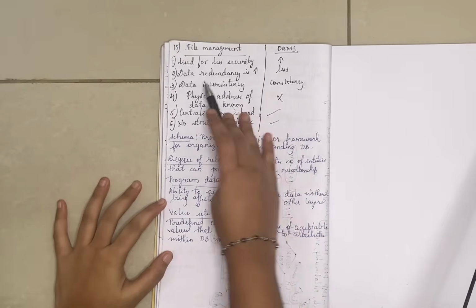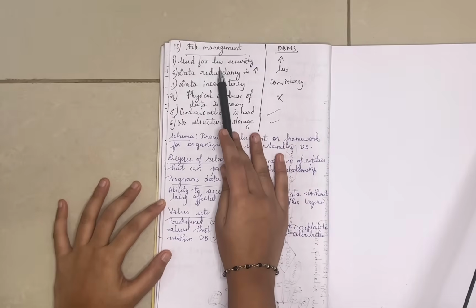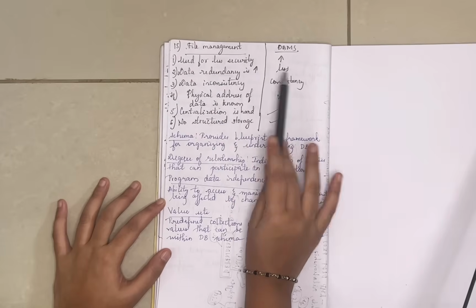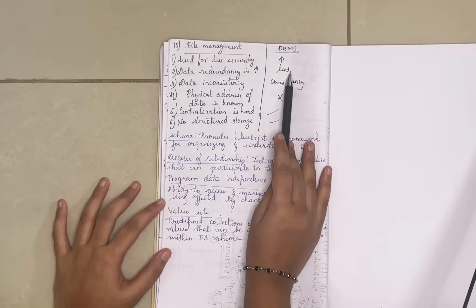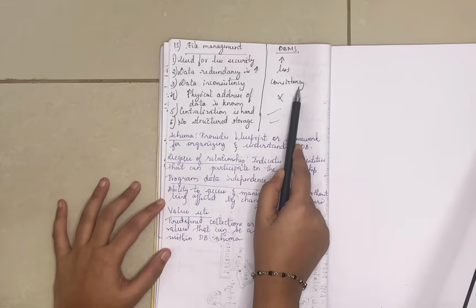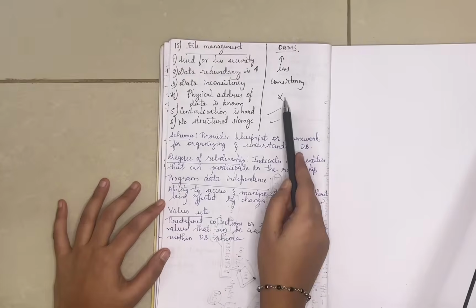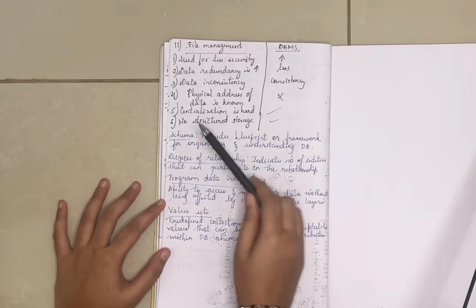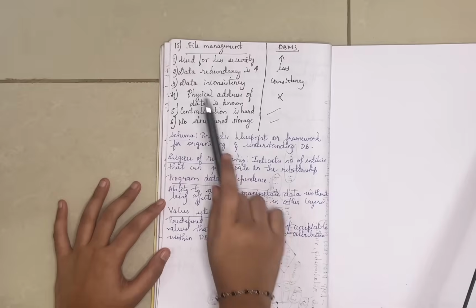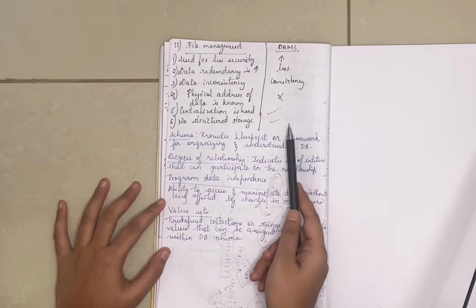File management and DBMS difference, a very less asked question, but still you have to study. File management has less security, DBMS has more security. Here we don't observe data redundancy, here we have data redundancy. Here the data is inconsistent, here we can see data consistency. In file management we know the physical address, but in DBMS we do not know the physical address. Here centralization is hard, here it is easy. We don't have structured storage in file management, but in DBMS we have structured storage. That is why we do query retrievals.